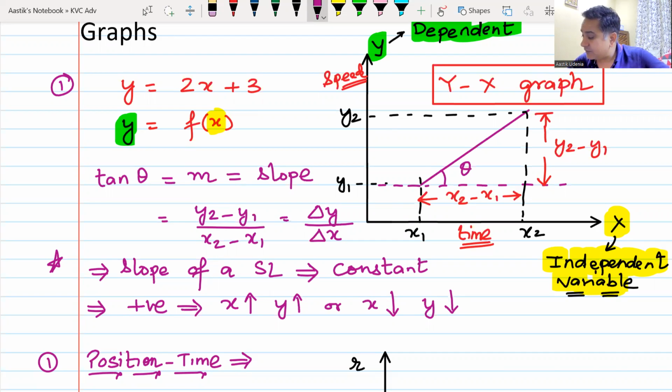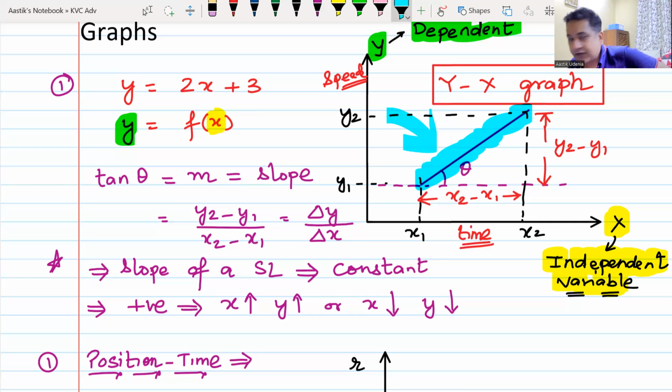If I see this graph which I am now going to paint in blue, is it a positive slope graph or is it a negative slope graph? The graph that I have drawn. I wait for your answers. Is it a positive slope graph or is it a negative slope graph? It is a positive slope graph.